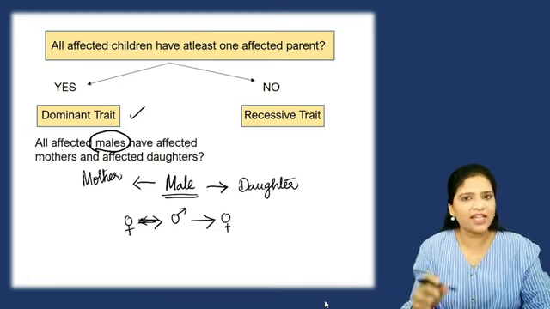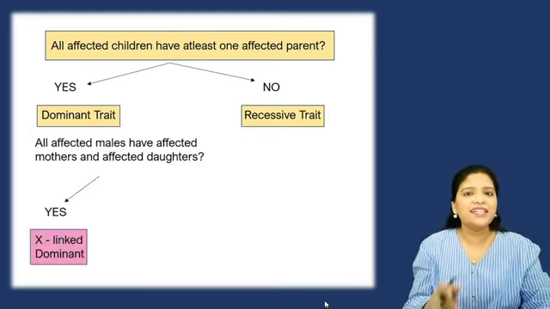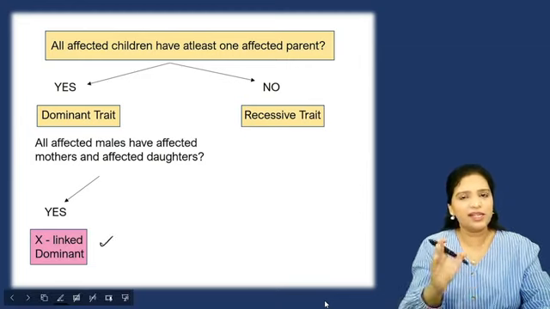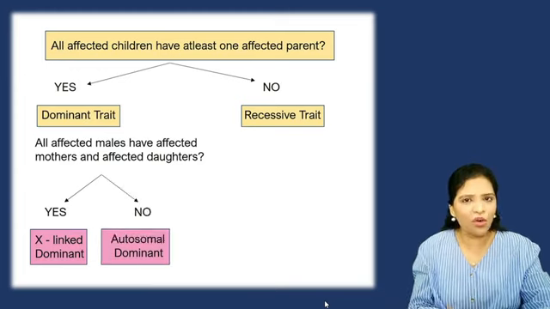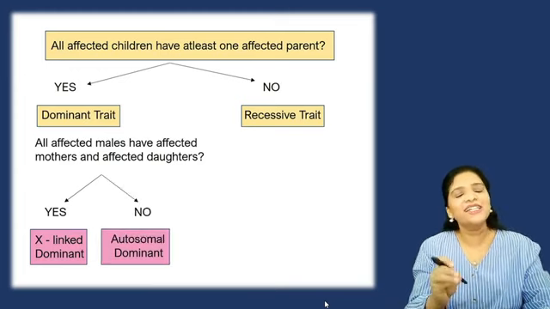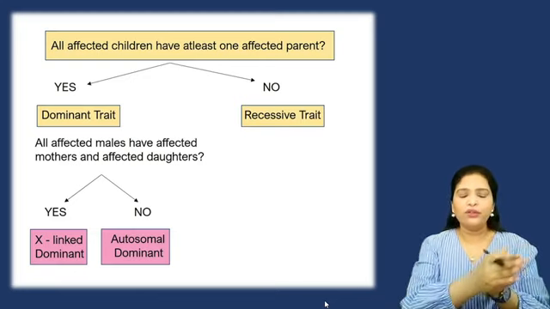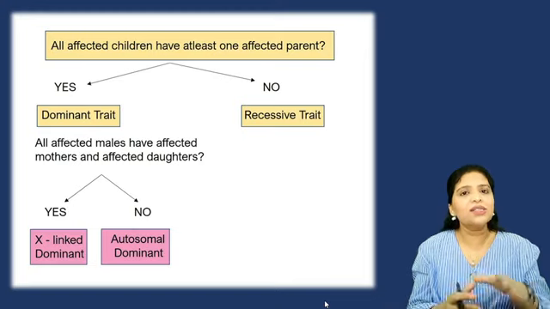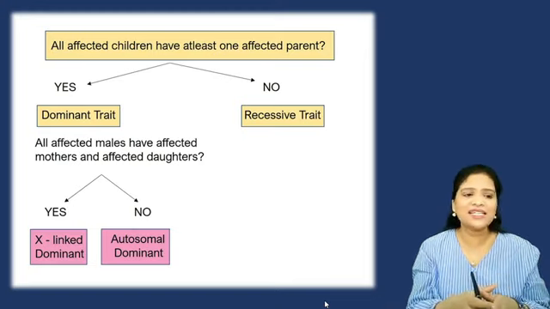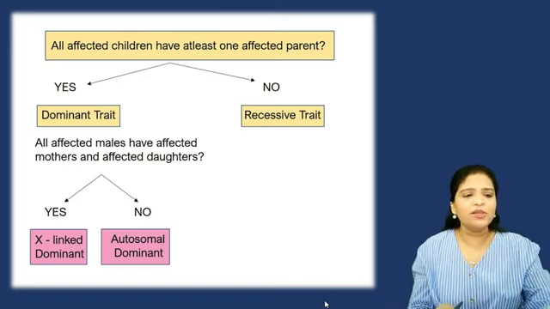If this pattern runs like this, and your answer for this question is yes, then this is an X-linked dominant type of inheritance. If the answer for this question is no, then this is an autosomal dominant type of inheritance. Got it? So if it is a dominant trait, just focus on the male and ask yourself the second question. If the answer is yes, then that is X-linked dominant. If it is no, then that is autosomal dominant.